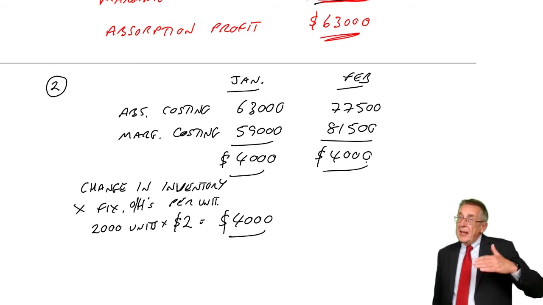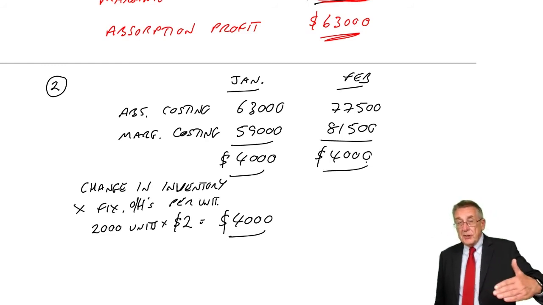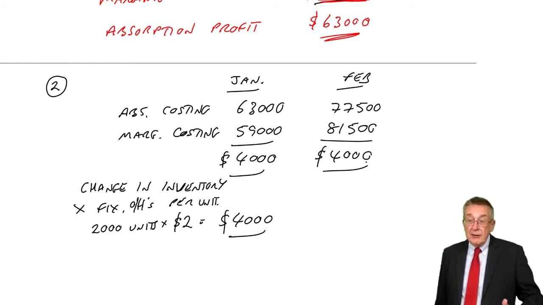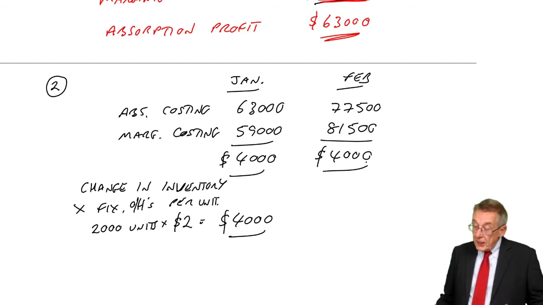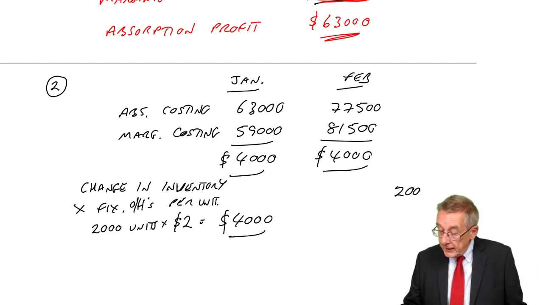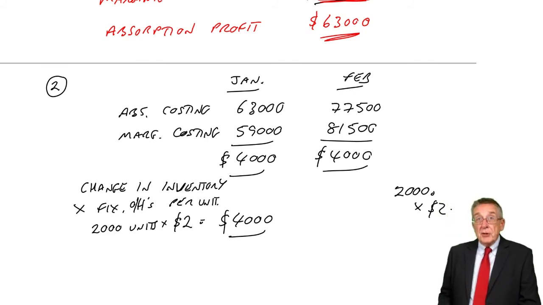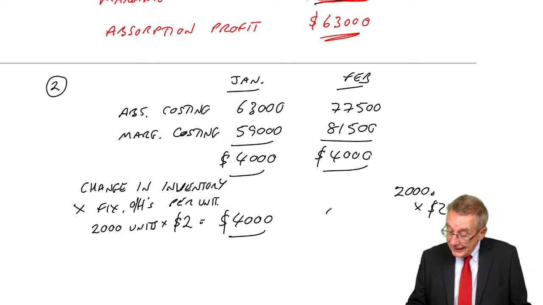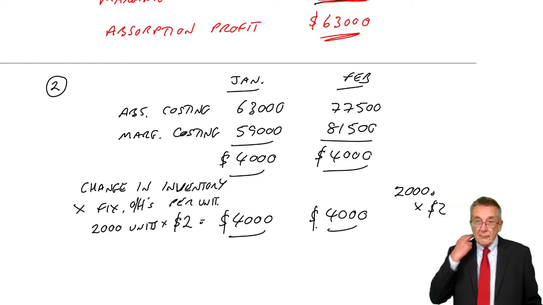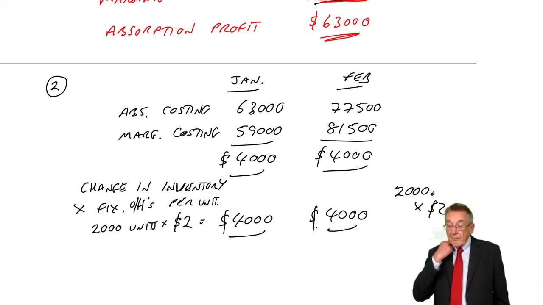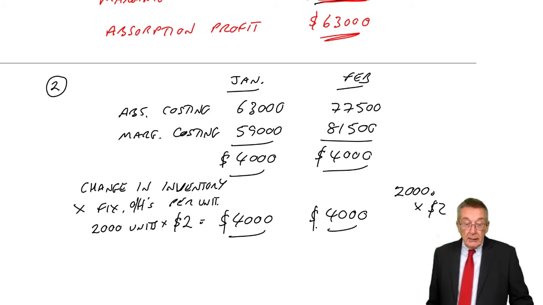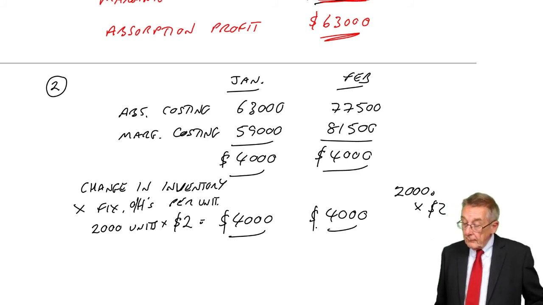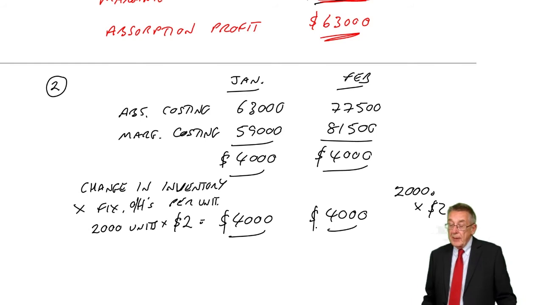In February, at the beginning of the month, we did have 2,000 units. At the end of the month, we had 0. So again, it changed by 2,000 units. At an absorption rate of $2 a unit, it changed by 4,000. However, note one final thing before I have a bit more of a chat.